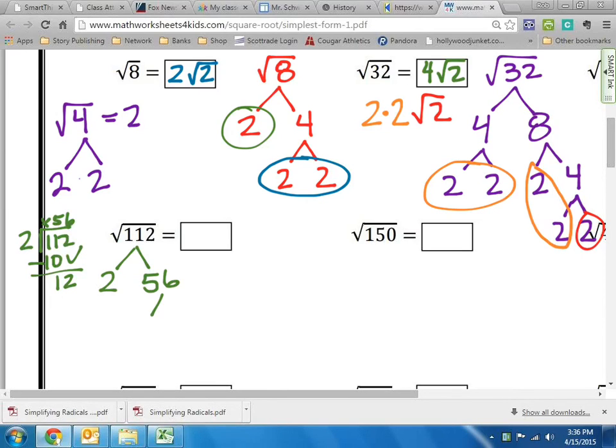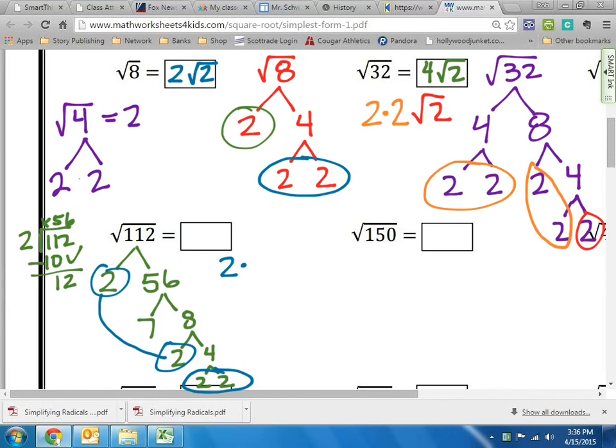Can't keep going with 2, but I can keep going with 56. 7 times 8. Right? 7 times 8 equals 56. 7's a prime number, so we can keep going with the 8, though. 2 and 4. And then the 4 breaks down to 2 and 2. All right. So let's pull out my pairs. Let's see, I have a pair of 2's right here. Okay. And I have a pair of 2 and a 2 right here. So these are pairs, so I pulled another pair of 2's. And all I have left is this 7. So I leave that inside of the radical because it has no pairs.